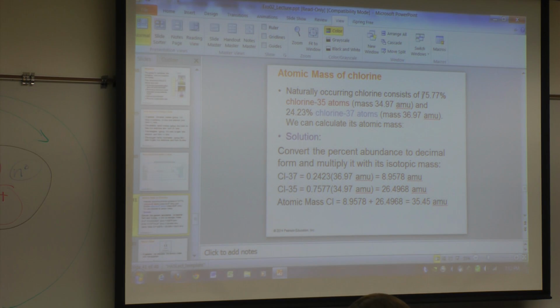So naturally occurring chlorine, chlorine 35, with a mass of 34.97, has almost 76% abundance, while the other isotope makes up the rest. So we can calculate and convert to percent abundance. And this will explain why chlorine has an atomic mass of 35.45. You will note the atomic masses themselves are not whole numbers; sodium is 22.9 something, right?